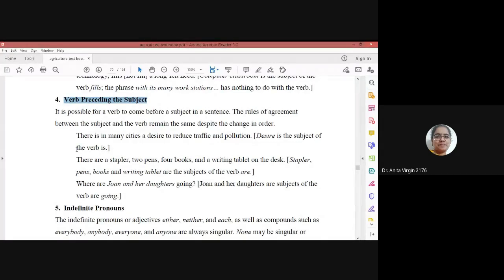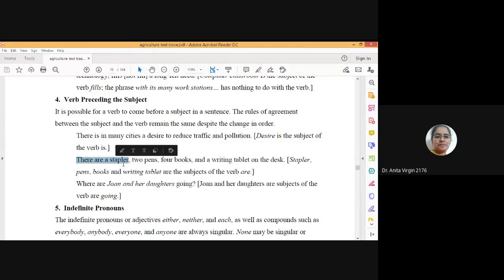Understood? See here. There is in many cities a desire to reduce traffic and pollution. What is the subject here? The subject here is desire. Desire is singular. So the verb is also singular. Got it? Now see the second example.